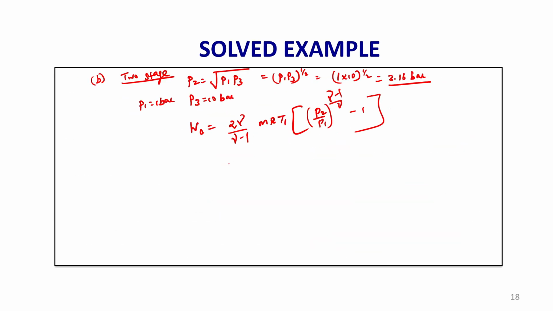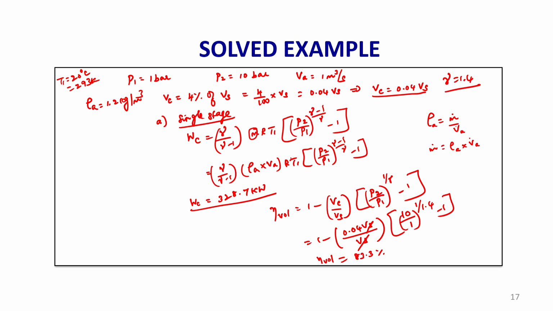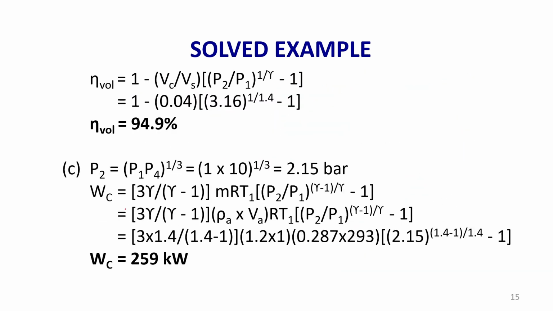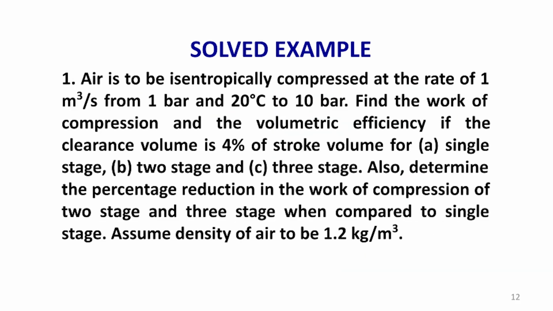So, this comes around 274.9 kilowatt. Here also you substitute the volumetric flow rate into the density of air. So, this is for a 2 stage. If you see, the single stage is 328.7 and the 2 stage is 274.9, and there is one more stage for which we have to find out, that is 3 stage.